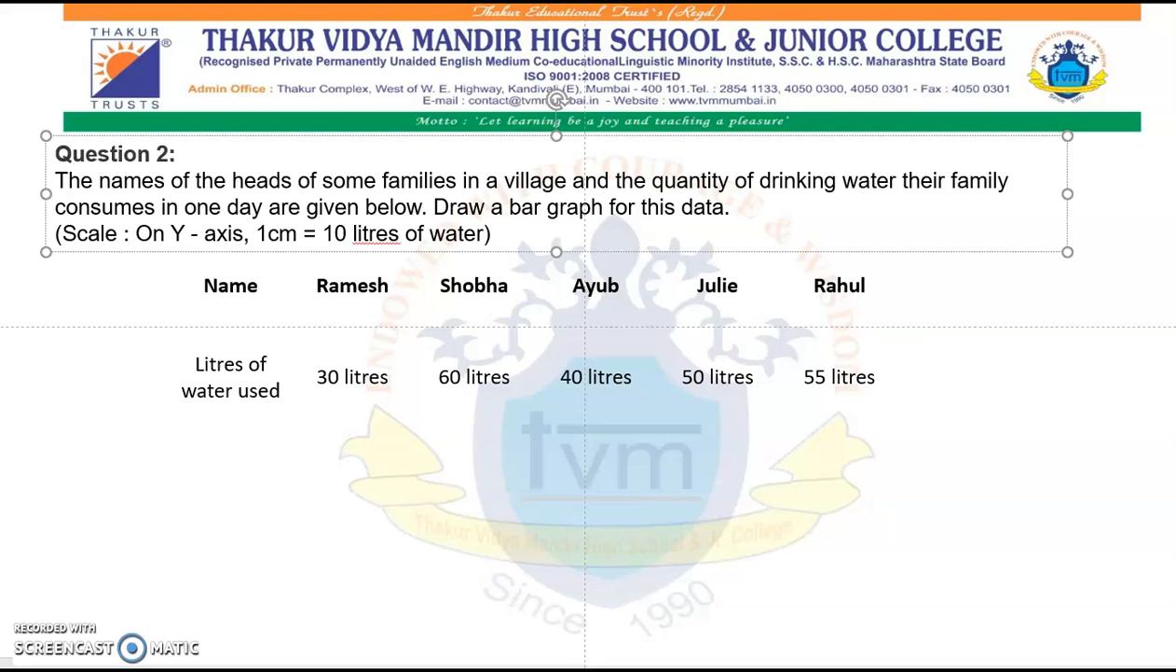Now you can see the names: Ramesh, Shobha, Ayub, Julie and Rahul. Liters of water used by them: Ramesh used 30 liters, Shobha 60 liters, Ayub 40 liters, Julie 50 liters, Rahul 55 liters.